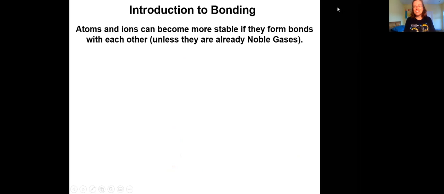Atoms and ions are stable if they form bonds with each other, unless they're already noble gases. And so we're also going to look in chapter 3 and chapter 4 at forming different types of bonds between atoms. And also we might form some bonds between ions.